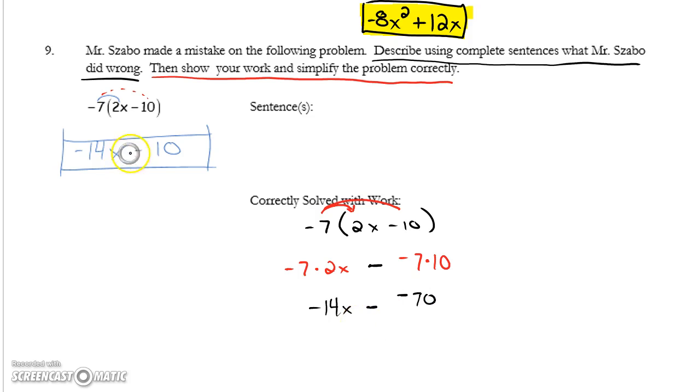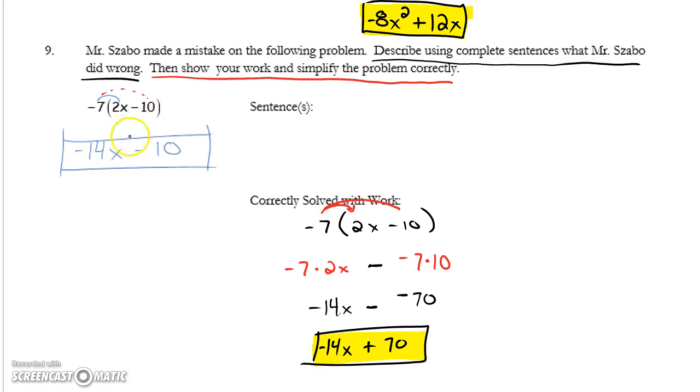Well, I see right away what happened. First, the negative 7 was only multiplied to the negative 2. I didn't distribute to my minus 10. With that said, I do have to put a correct final answer down here, meaning I want to put negative 14x, and this double negative becomes plus 70. Now I'll go back and write my sentence.